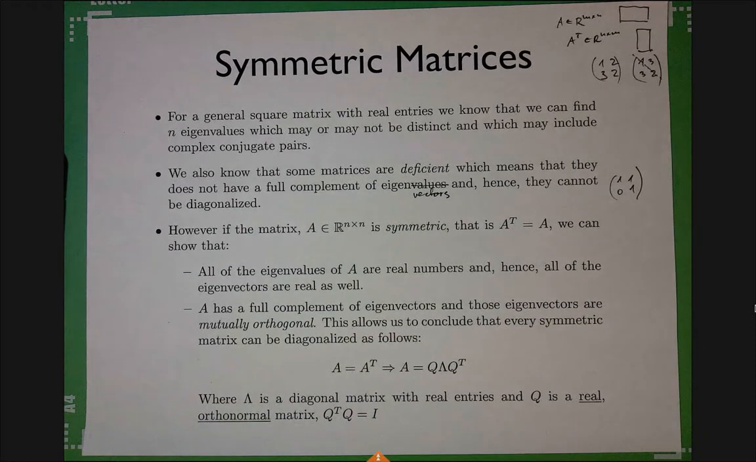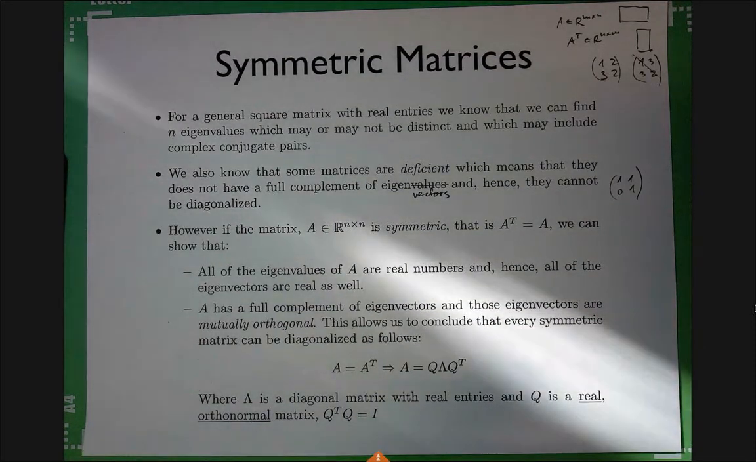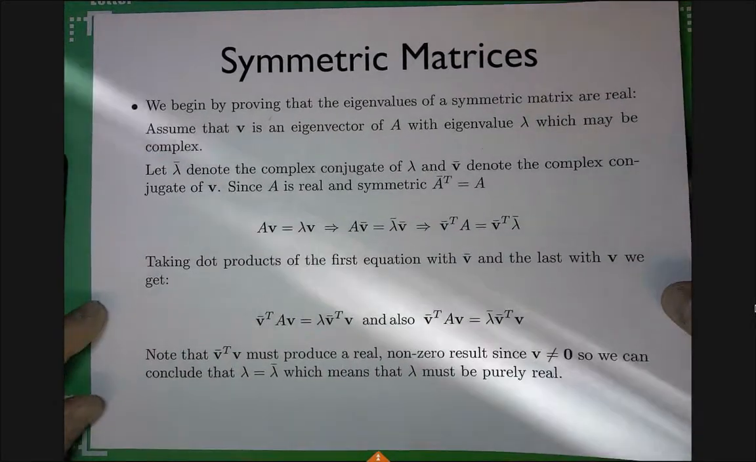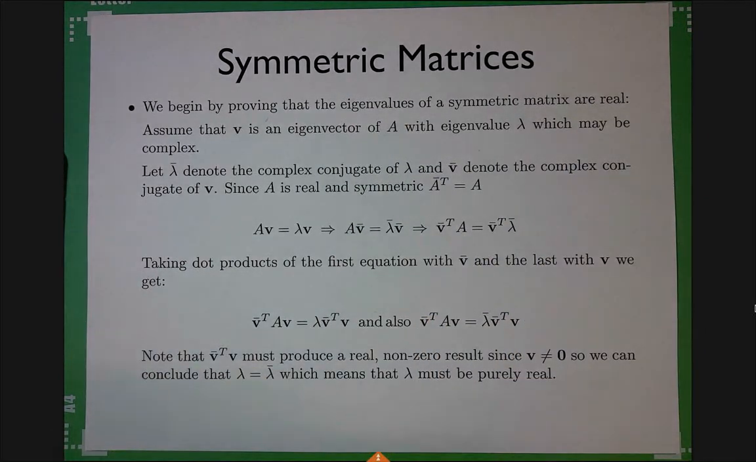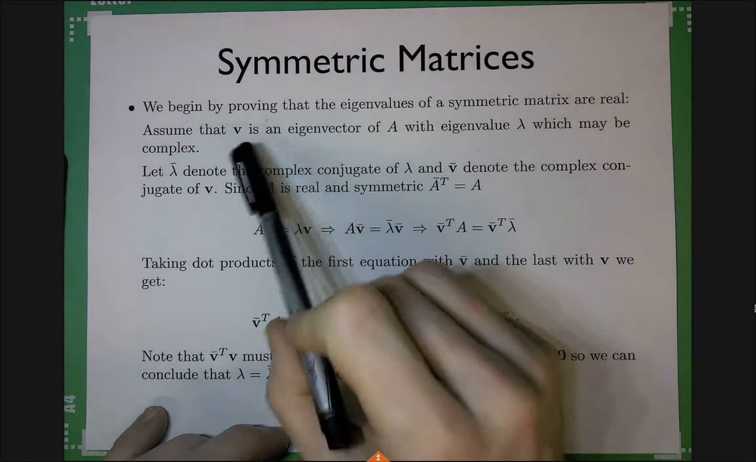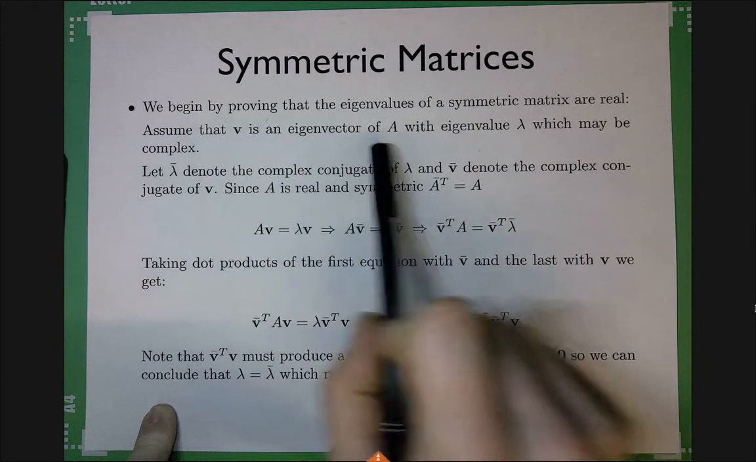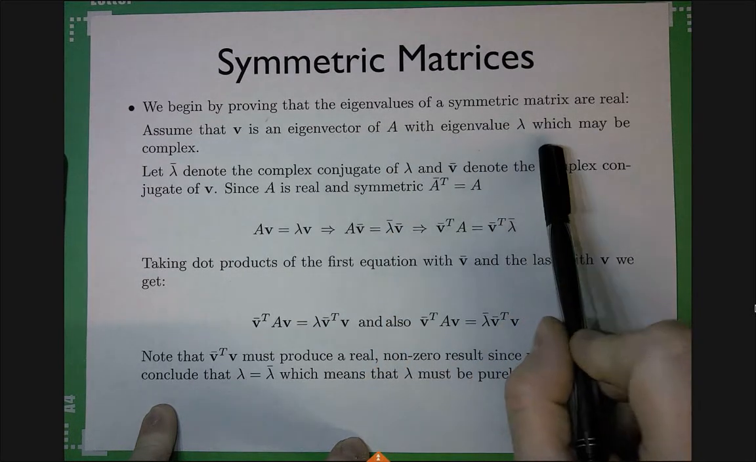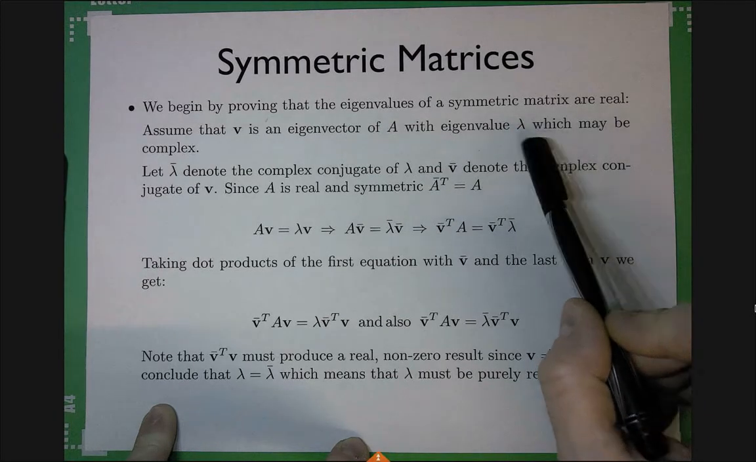So let's take a look at why these properties are true. Let's start with the first one. What we want to show is that the eigenvalues of a symmetric matrix are really real, no pun intended. So let's do this. This is like a proof. We want to prove that if I take an eigenvector of the matrix and its corresponding eigenvalue, which in general might be complex, then it is in fact a real number.